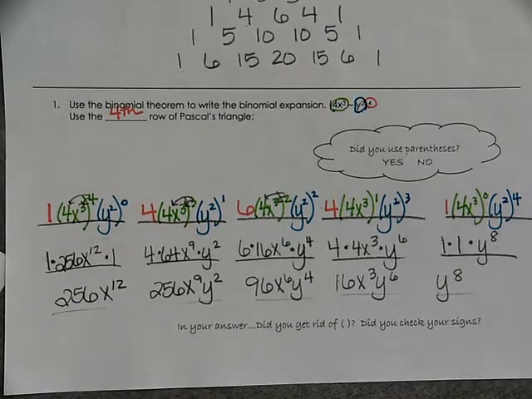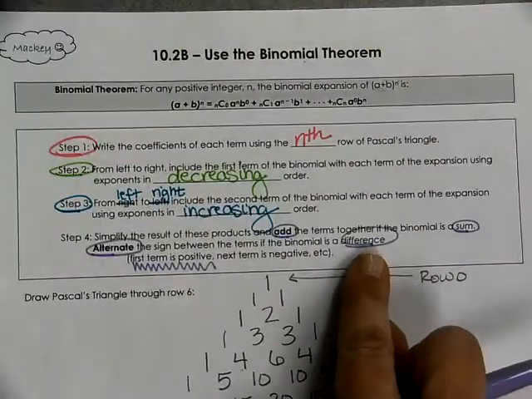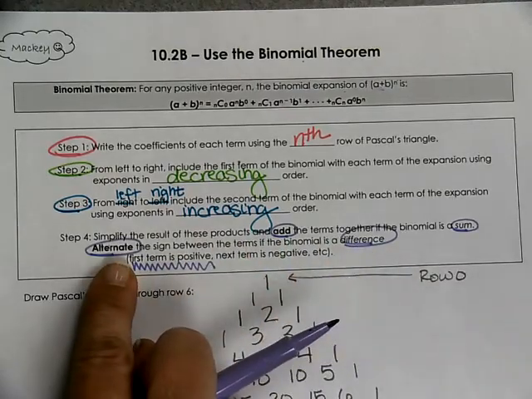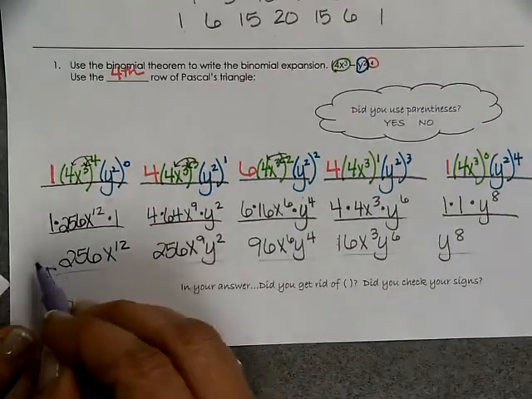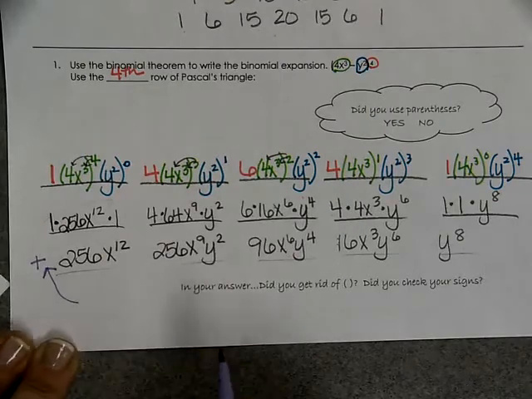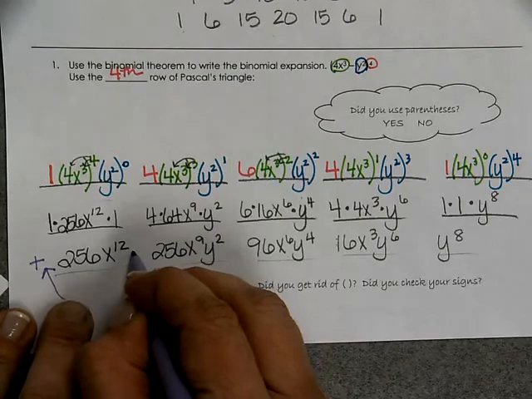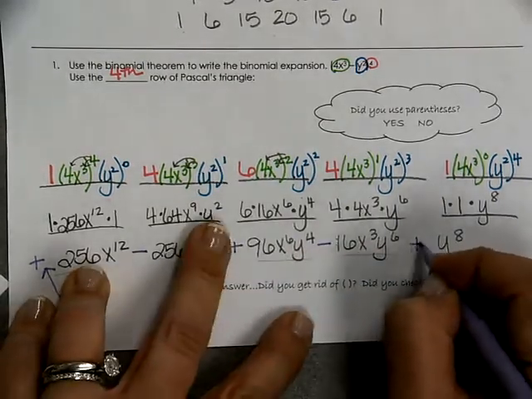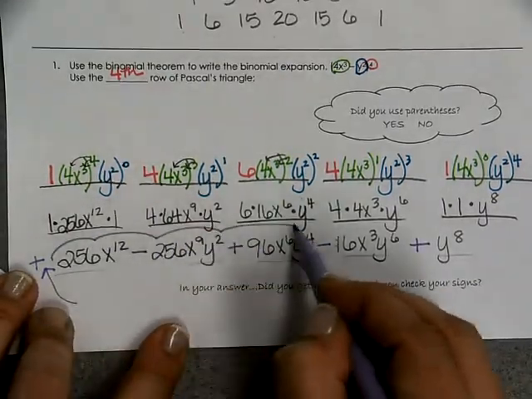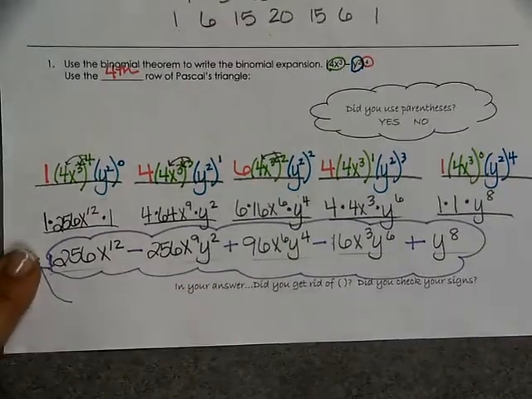Now what's missing? What's missing are the signs. And remember that because we have a difference, we're going to alternate the sign. The first term is positive. What is our first term? This is our first term, okay? The 256x to the 12th is the first term. So that means that we'll alternate signs from there. Minus, plus, minus, plus. And we usually don't care about a positive sign, so I'll just not write that.